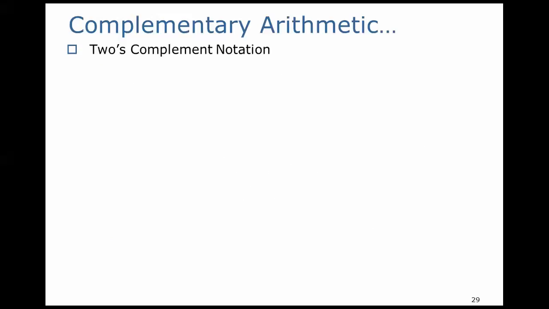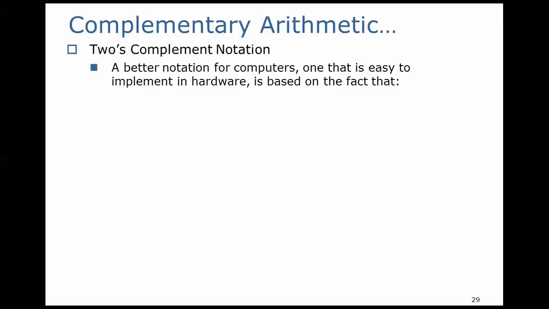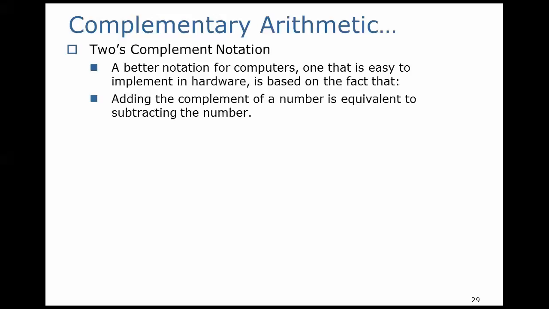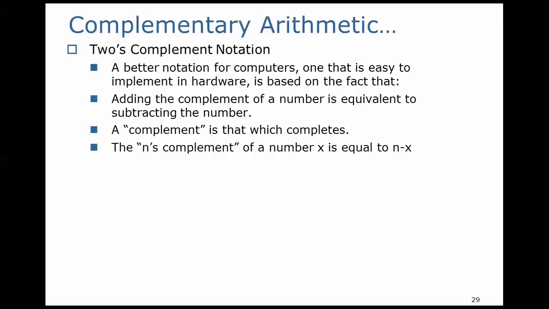So let's look at 2's complement notation. This is a better notation for computers, one that's easy to implement in hardware, and it's based on the fact that adding the complement of a number is equivalent to subtracting the number, and we'll demonstrate this. A complement is that which completes. The n's complement of a number x is equal to n minus x. For example, the 10's complement of 7 is 10 minus 7, or 3. When we add 7 and 3, we get 10. So 3 complements 7 by completing it.